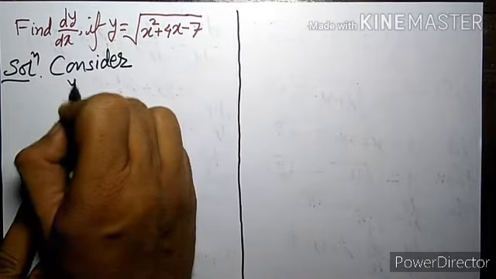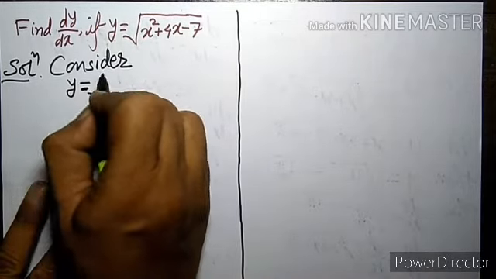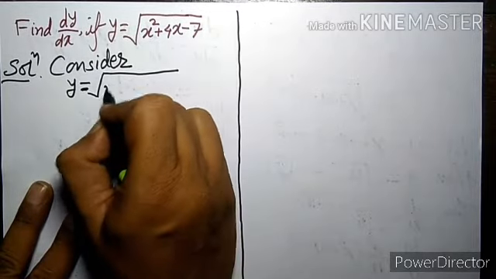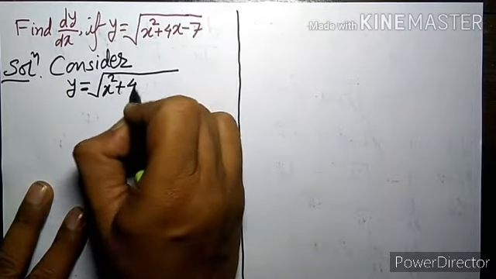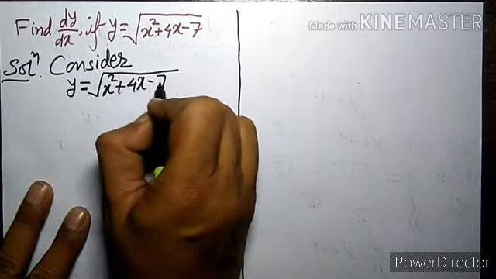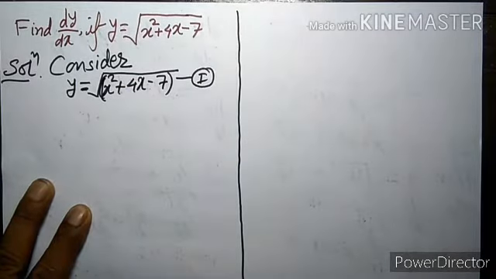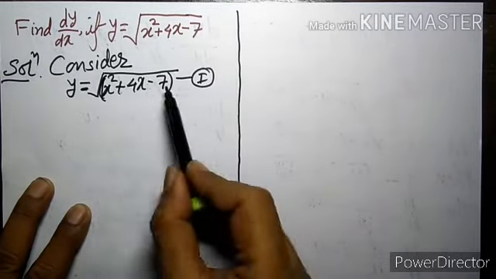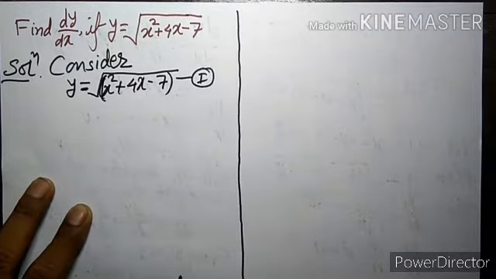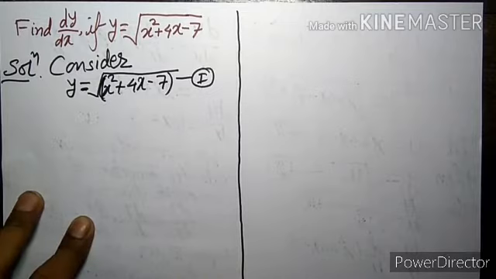We'll consider the given equation. y is equal to the square root of x square plus 4x minus 7, and I will call this equation number 1. We can observe that this function is a composite function, because first you have to operate on x square plus 4x minus 7, and then we have to take its square root. So it is a composite function.